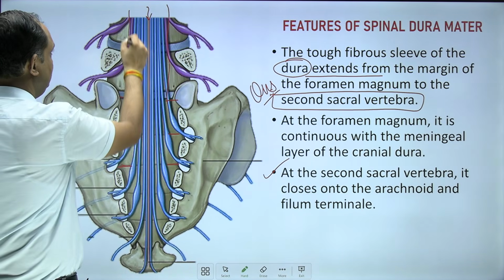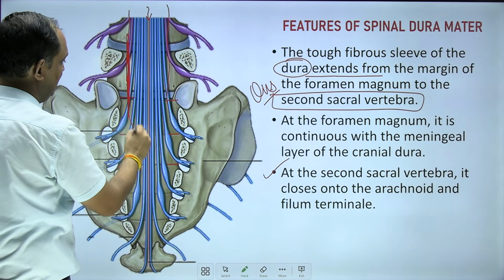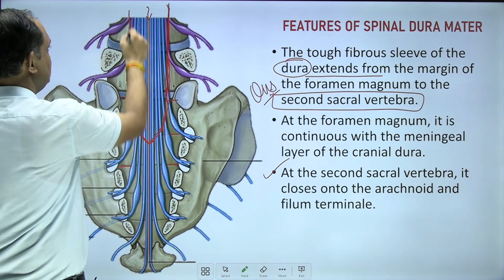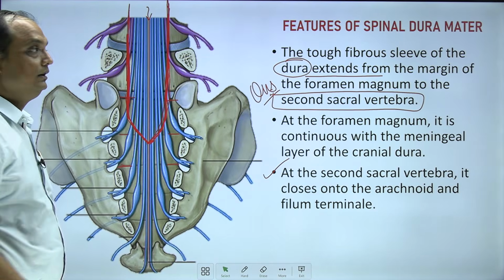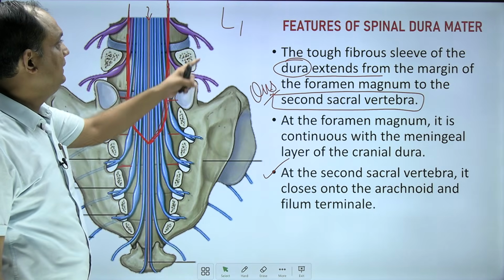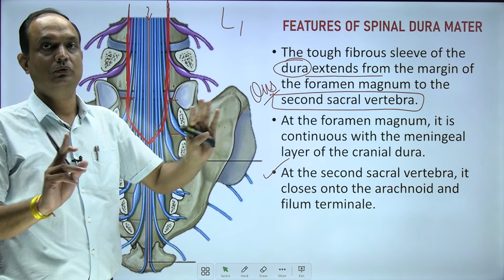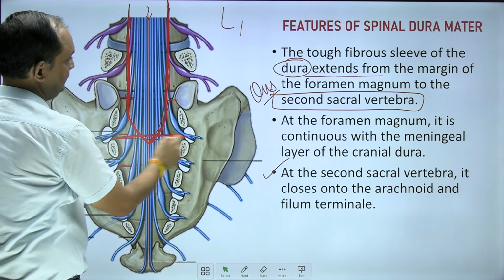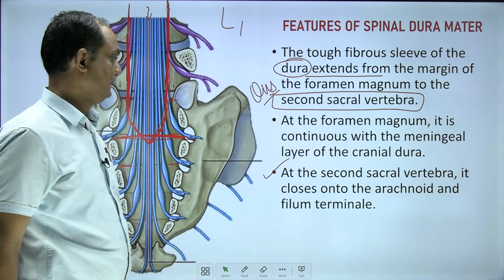Now what will happen when you trace this sac, this tube of the dura, is that it will go and end at this level, something like this. So when you see the image of the dura, you have to keep in mind that dura mater will not end at L1. Most students have this confusion: the spinal cord ends at the level of L1, then the dura also ends. No, dura will not end. The dura is still going downward, and where does it end? It ends at the level of the second sacral vertebra. Clear? It will not end at the level of L1.